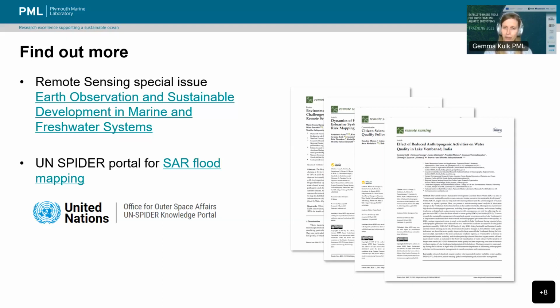And as I mentioned before, if you want to do some flood mapping in your own region, I would advise you to start with the Sentinel-1 method and follow the step-by-step guides on the UN-SPIDER portal, which is a really good resource.